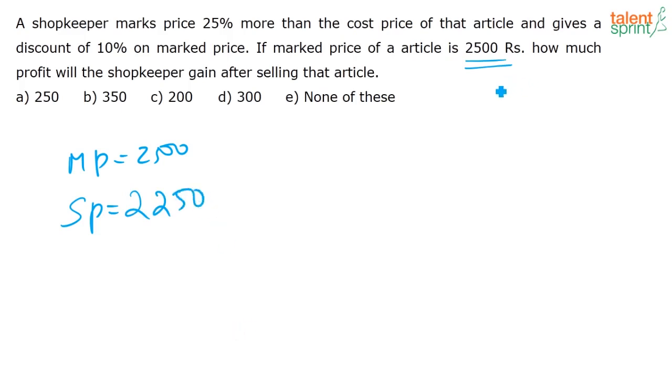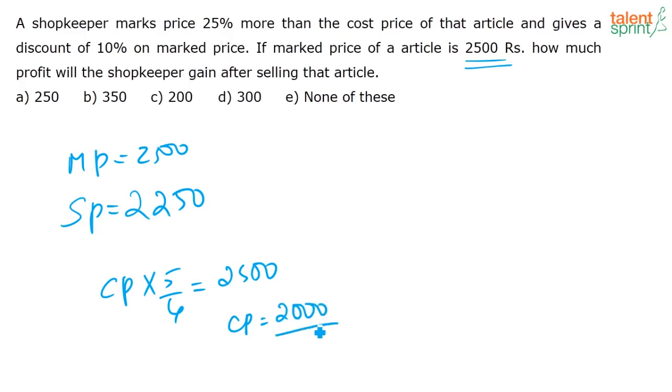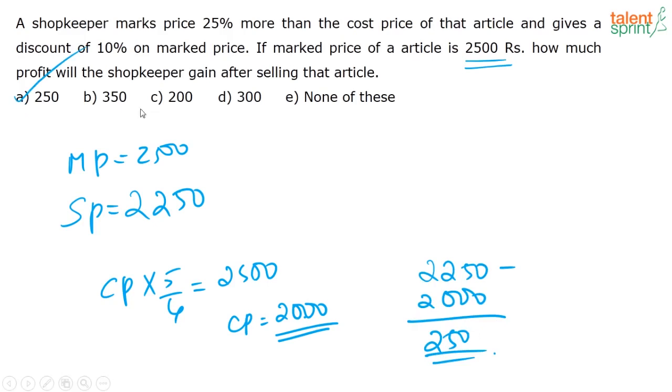Now it is also given that he is marking the article at 25% more than the cost price, correct? So what is it? It is nothing but cost price into 5 by 4, that is equal to 2,500. So what is his actual cost price? Cost price is 2,500 into 4 by 5, that is equal to 2,000. So if this is the cost price and this is the selling price, what is the profit that he has made? 2250 minus 2,000, correct? That is 250. So answer is option A. So hope the explanation is clear. Let's move on to the next question.